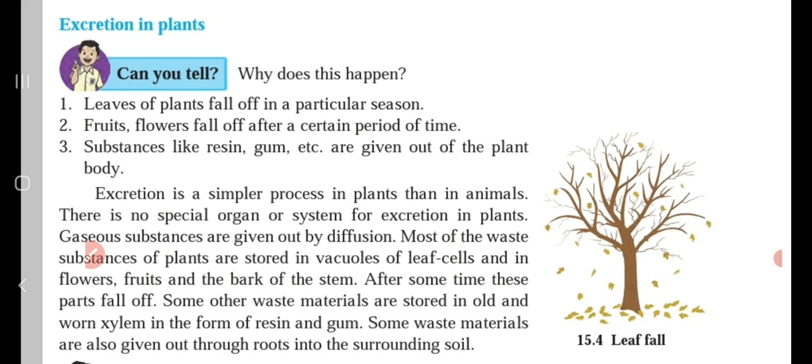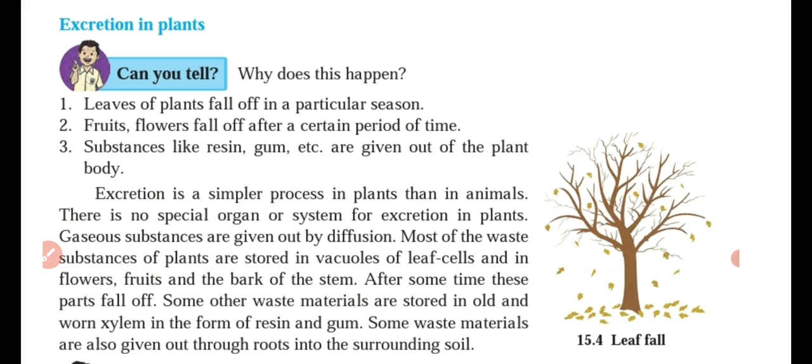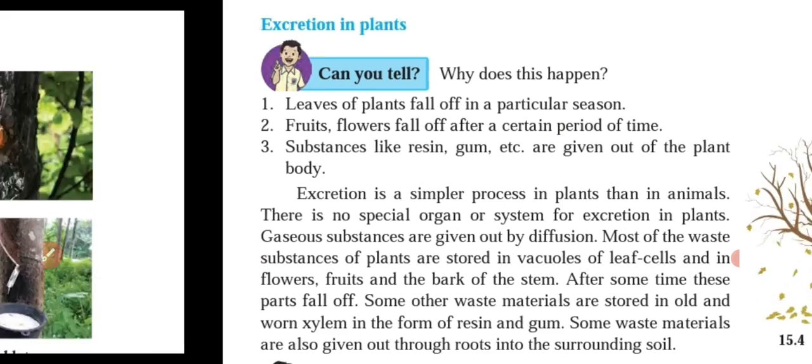Most of the waste substances of plants are stored in vacuoles of leaf cells and in flowers, fruits and the bark of the stem, and after some time these parts fall off. They get separated from the plant body. Some other waste materials are stored in old and worn xylem in the form of resin and gum. So some old parts of the plant or tree get converted into resin and gum. Some waste materials are also given out through roots into the surrounding soil. They give it out into the root and the root gives it to the soil. So this is how excretion takes place in plants.